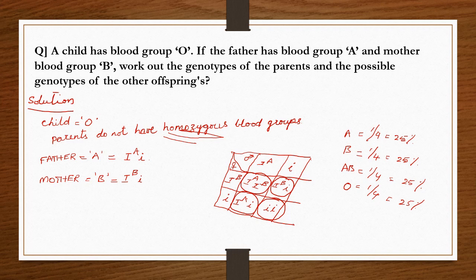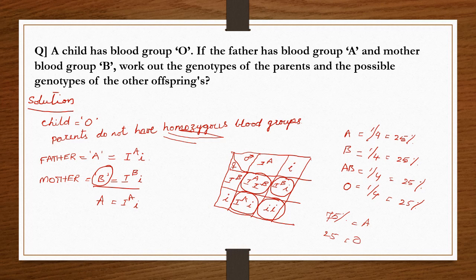For example, if the mother also has, instead of this heterozygous B, heterozygous A, that means I^A and small i, then what will happen? Then we can find A blood group, A blood group, A blood group, and O blood group. That means 75% of the children will get A blood group, and 25% of children will get O blood group.